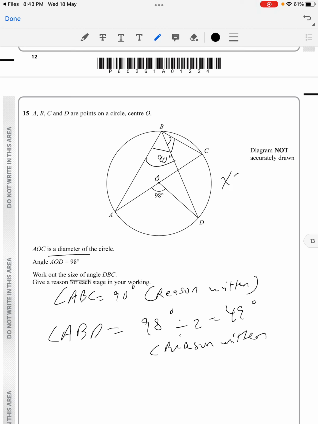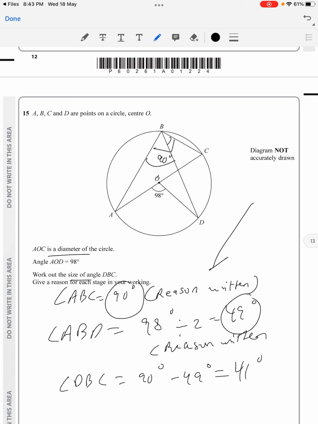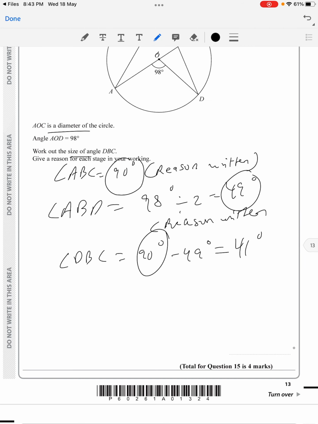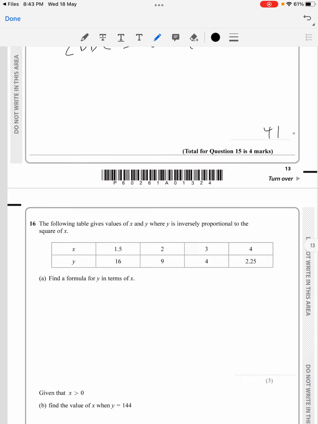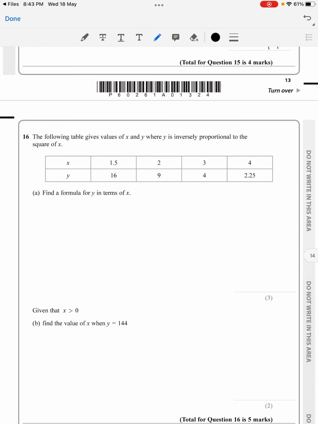Since the angle at the center of the circle is twice the angle at the circumference, you have 49 degrees and you have 90 degrees. To find out angle DBC, it's 90 degrees minus 49 degrees. That should give you a value of about 41 degrees. Imagine you have a triangle like this, you have found one angle here, you just need to find that smaller portion angle. You just subtract the smaller angle from the larger angle. So the larger angle minus the smaller angle should give you about 41 degrees. This is your answer. Let's move on to the next question.